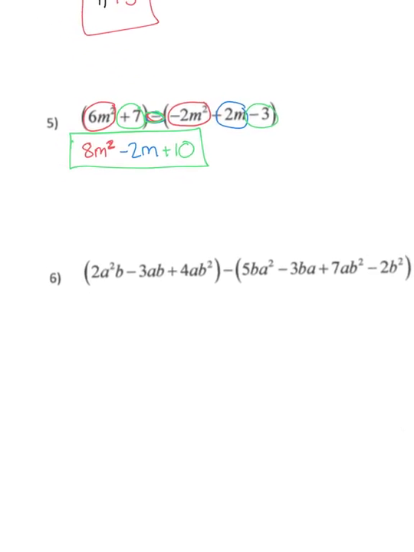Okay, last example. Again, I have a subtraction sign in the middle here. Another way we can deal with this subtraction sign, so we don't forget it on each term, is we can distribute our subtraction sign to each term inside the parentheses. That would be like adding a negative to each one of these terms. So I could rewrite my equation here. Instead of having a minus, it would be a plus minus 5ba squared.